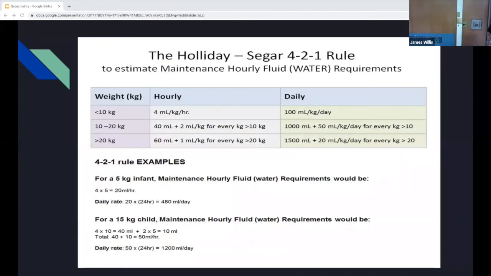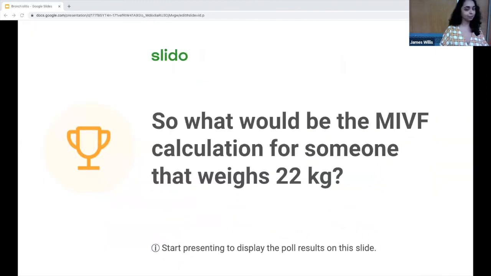This is a rule. So you have a 5 kilo infant. And remember, anyone less than 10 kilos, you want to do 4 mLs per kg per hour. So that one would be 20 mLs per hour. So that's from 0 to 10, 10 to 20, and then 20 and above. 10 to 20 is 2 mLs per kg per hour, and then 20 and above is 1 mL per kg per hour. So if you think about it, anyone over 20 kilos is automatically going to have 60 mLs per hour, right? So you add 1 mL per kg per hour over every kilo. So you have a kid that I'm asking you is 22 kilos. So you already know that it's over 60.